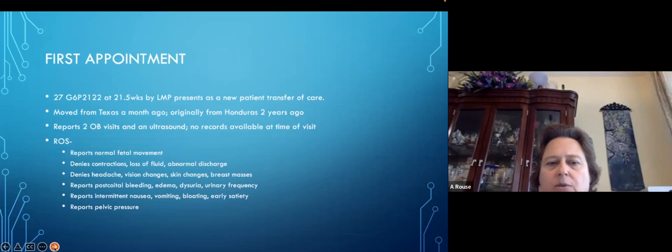She says she has normal fetal movement, no contractions, leaking, discharge, headaches, vision changes, breast masses, anything. She does, however, report some postcoital bleeding. She has had some swelling, some dysuria, some urinary frequency. And of course, she continues to have some intermittent nausea and vomiting. She's had some bloating and early satiety, but she just attributes that to the normal pregnancy stuff. And of course, some pelvic pressure because she's a multip.